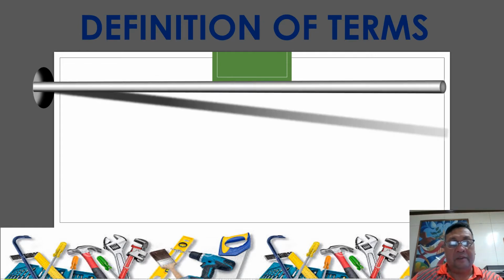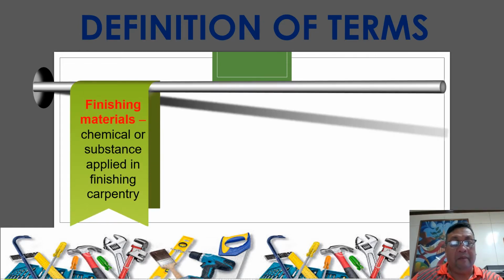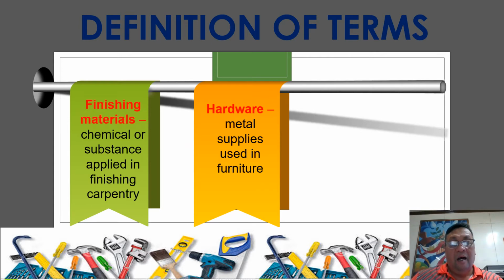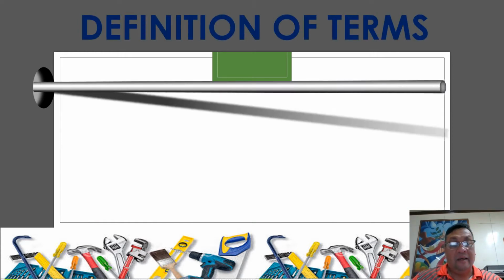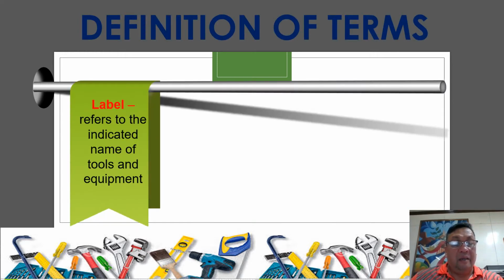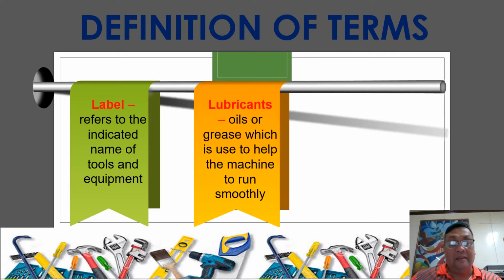Definition of terms. Finishing materials: chemical or substance applied in finishing carpentry. Hardware: metal supplies used in furniture. Inventory: the accounting of tools and materials. Label refers to the indicated name of tools and equipment. Lubricants: oil or grease which is used to help the machine to run smoothly.